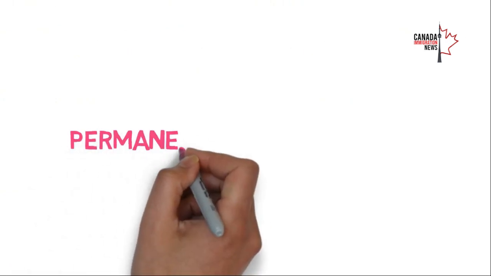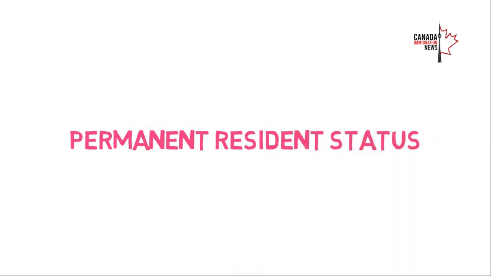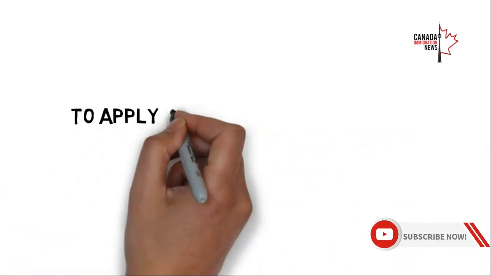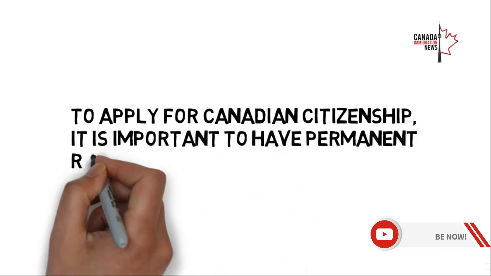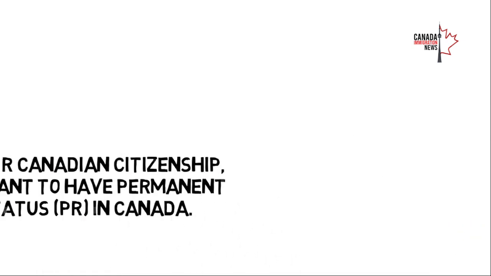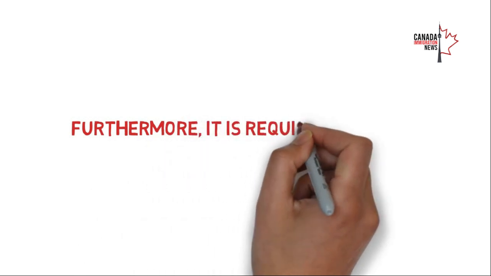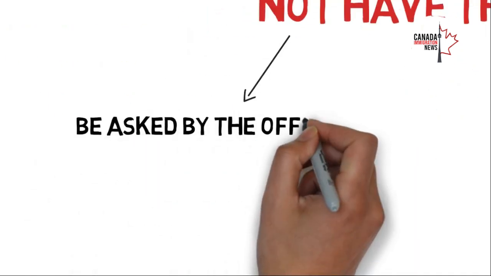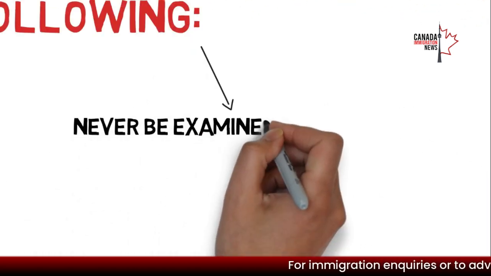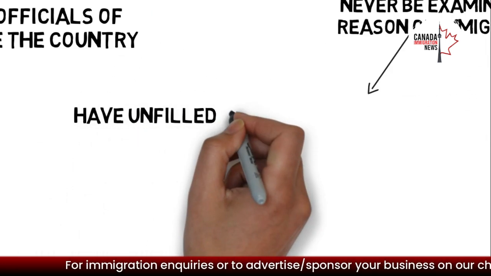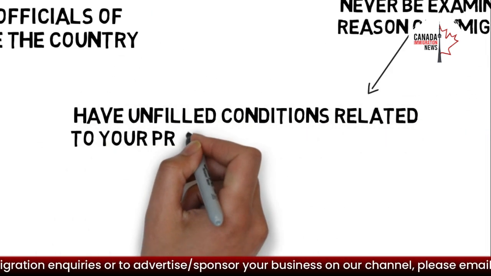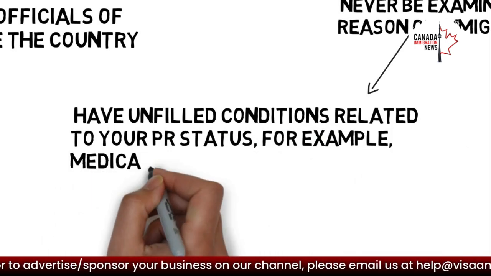Now let's talk about permanent resident status. To apply for Canadian citizenship, it is important to have permanent resident status, PR, in Canada. Furthermore, it is required that you not have the following. Be asked by the officials of Canada to leave the country. Never be examined for the reason of immigration or fraud. Have unfilled conditions related to your PR status, for example, medical screening.